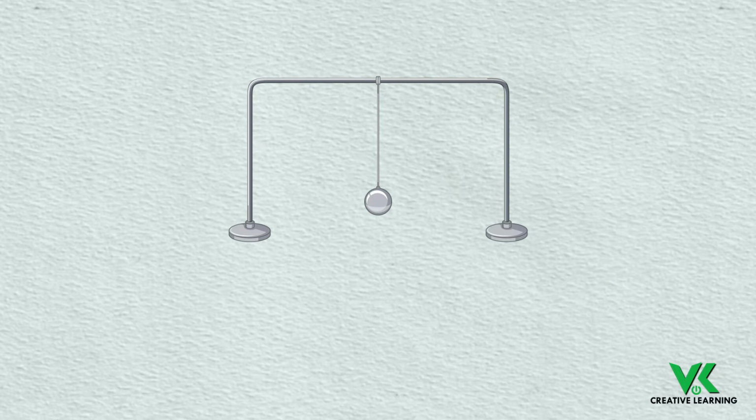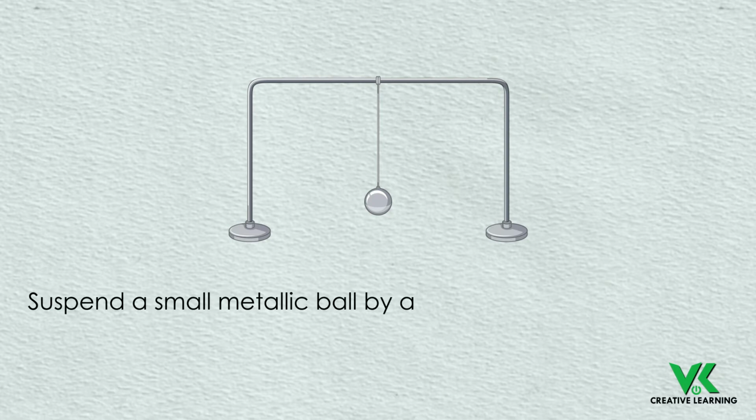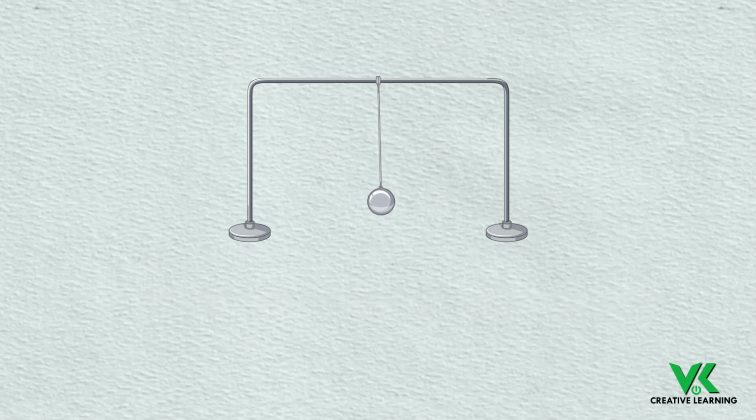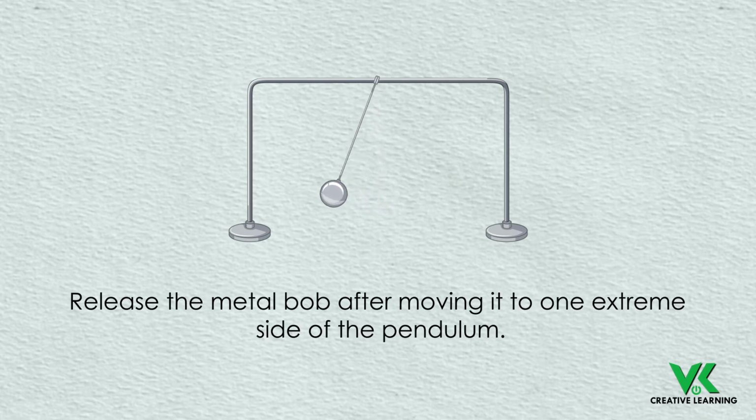Actually, you can make your own simple pendulum. Take a small metallic ball and suspend it by a thread. Tie the thread to a rigid stand. Make sure that the metallic ball suspends freely from its support. The metallic ball is called the bob of the pendulum. Make sure that the pendulum is at rest in its mean position.